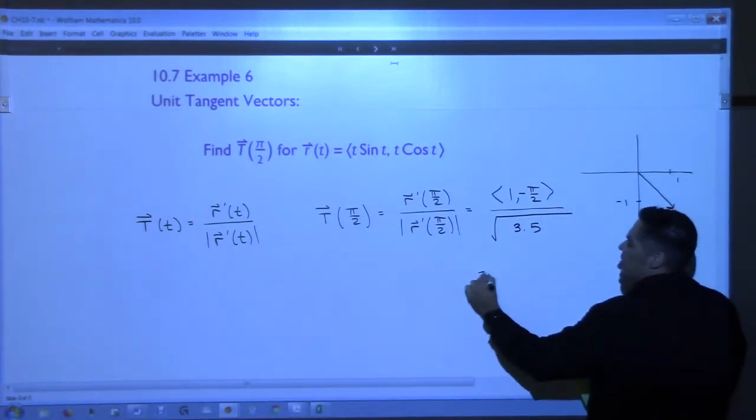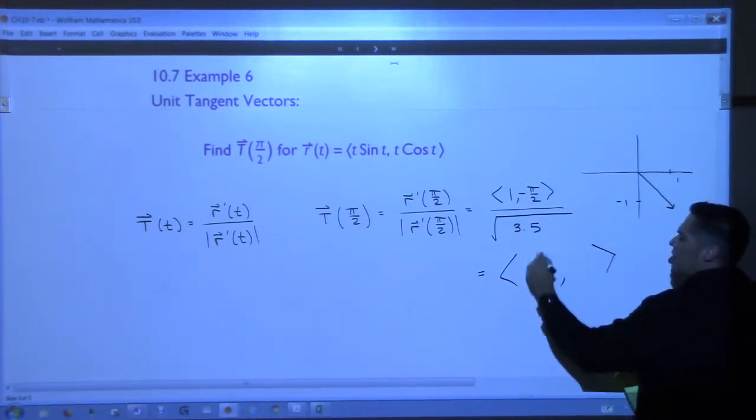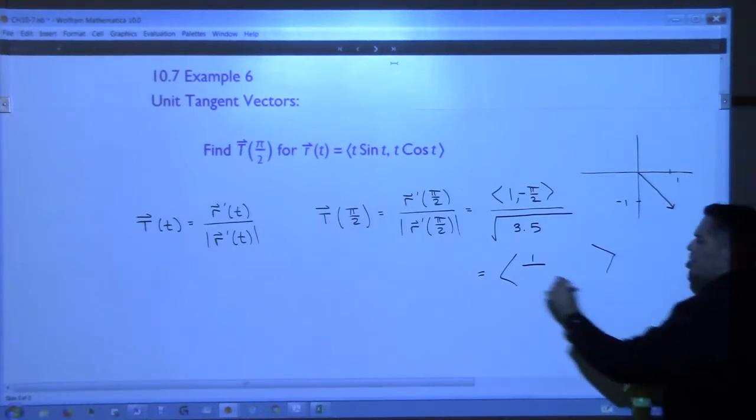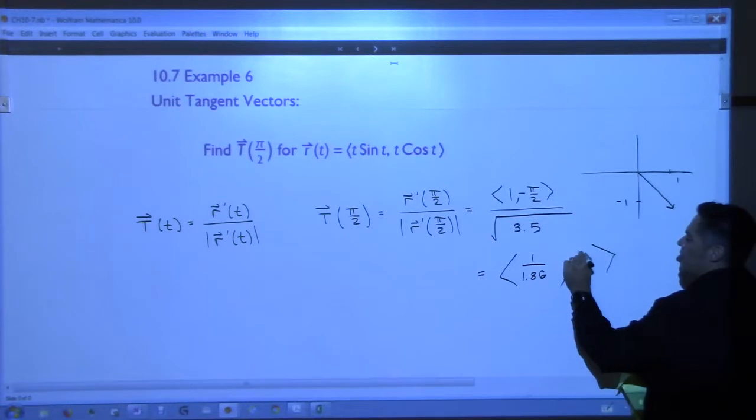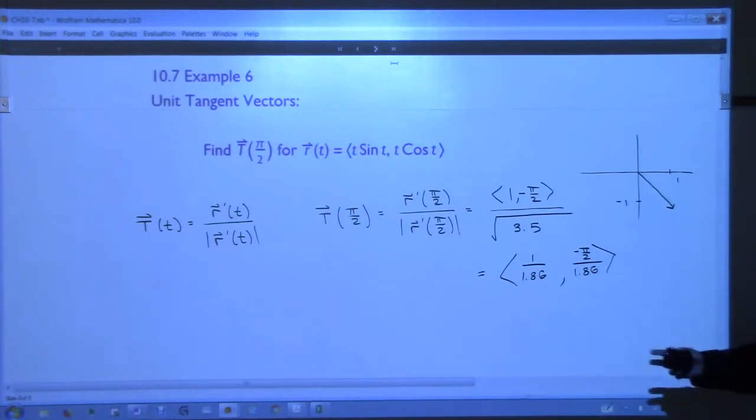So essentially what you're going to have is a vector. It's going to be 1 divided by the square root of 3.5, which is 1.86. And then the other one, which is kind of weird, negative pi over 2 divided by 1.86. We're going to have decimals, but it's again showing you the computation is stuff we've done, right? Okay.